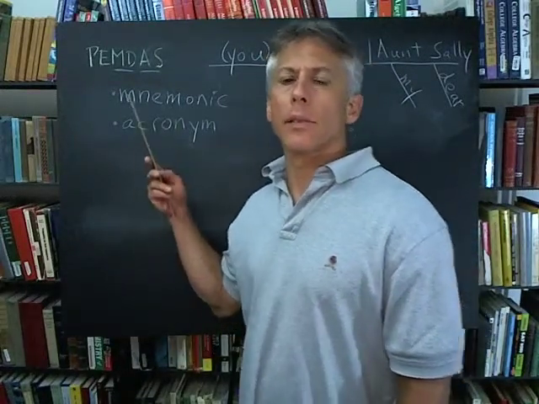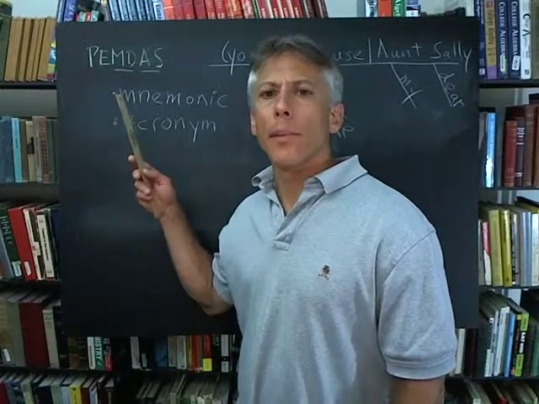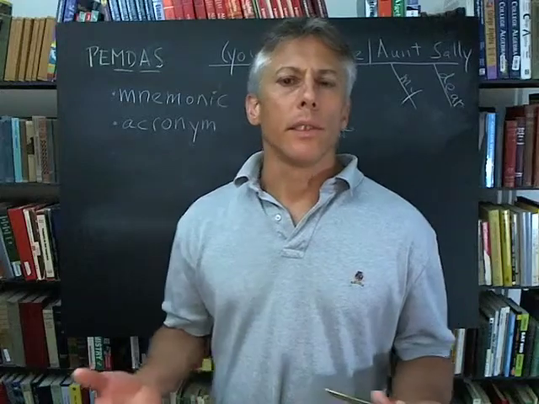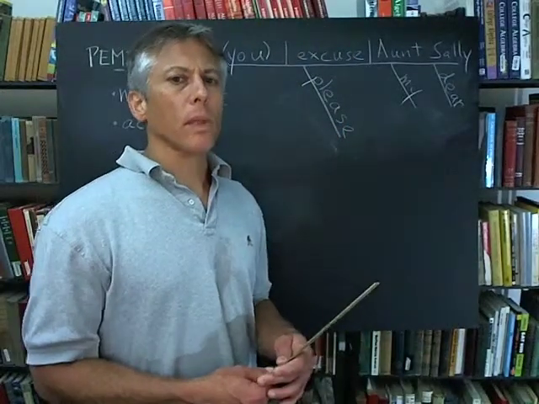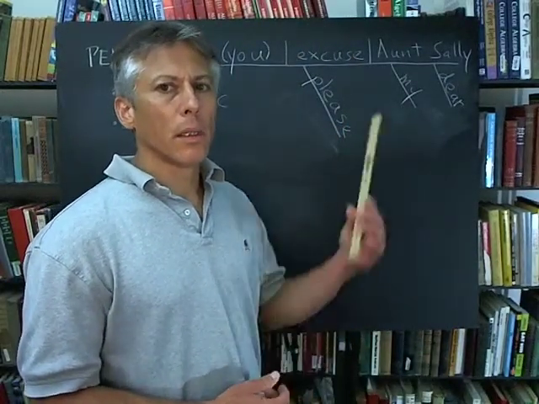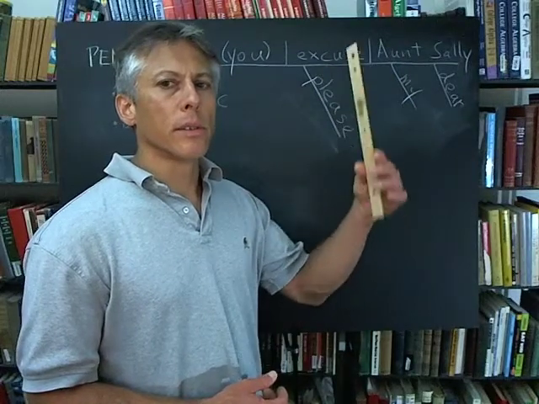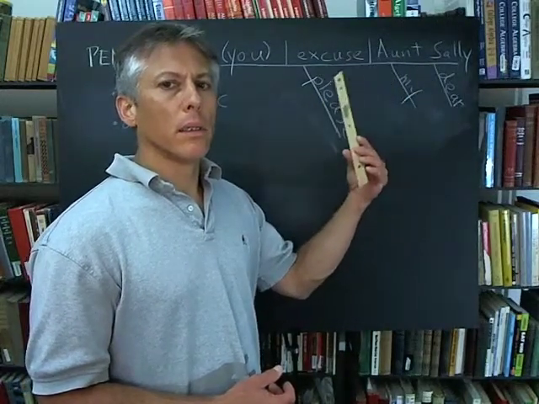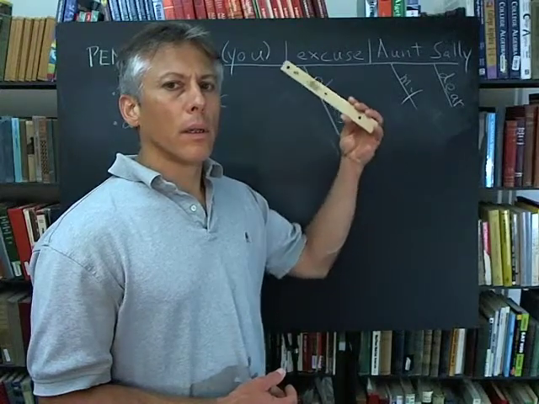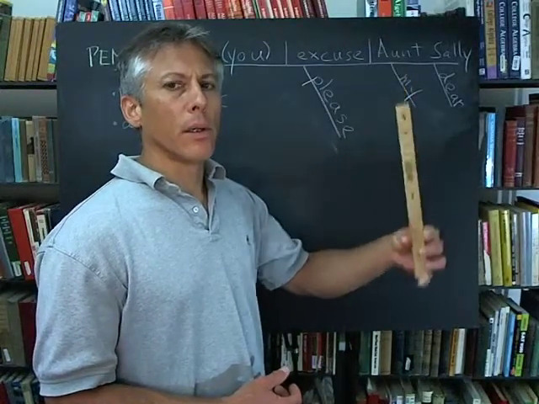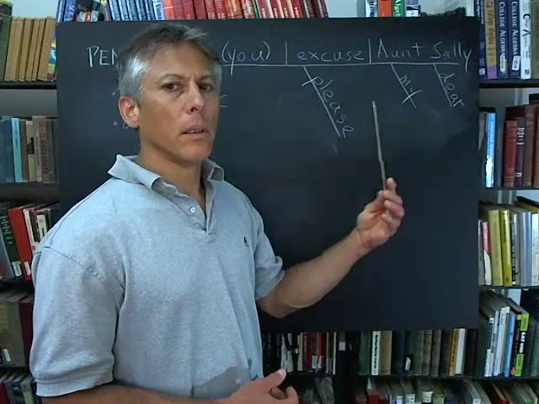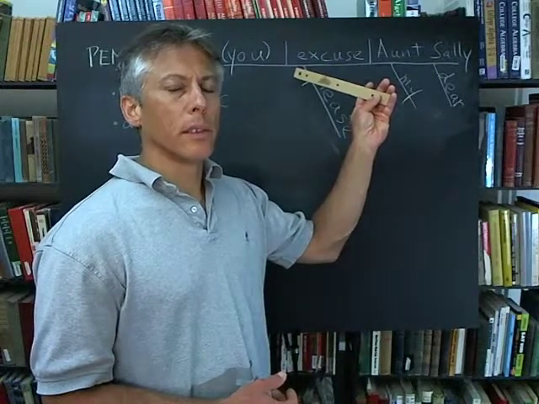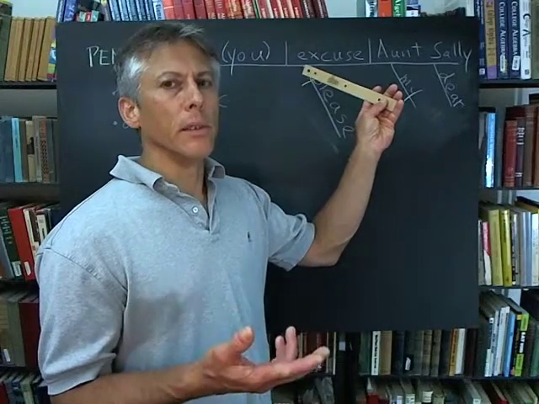Besides PEMDAS, some people remember this as "Please excuse my dear Aunt Sally." If we diagram, we get this right here. Please excuse my dear Aunt Sally. Now, the bare bones of the sentence is up here. The modifiers are down below. Notice that you is the subject of the sentence. You, please excuse my dear Aunt Sally.